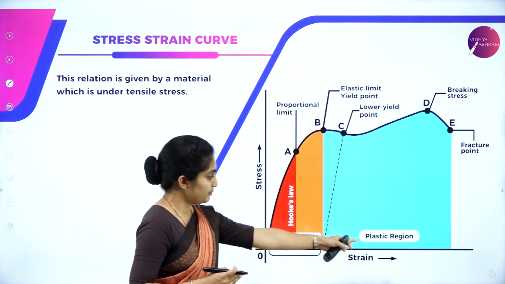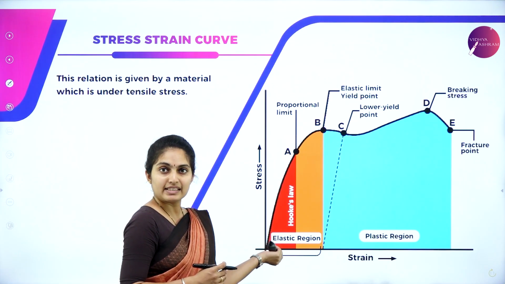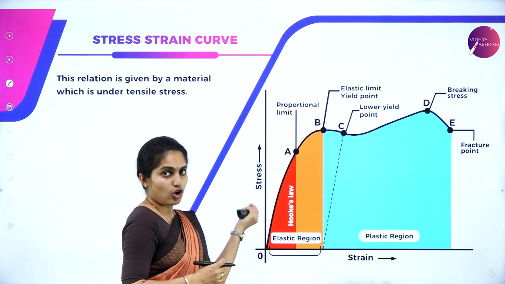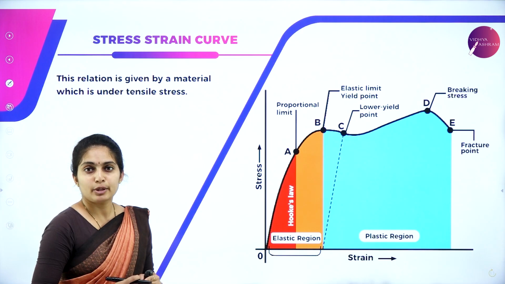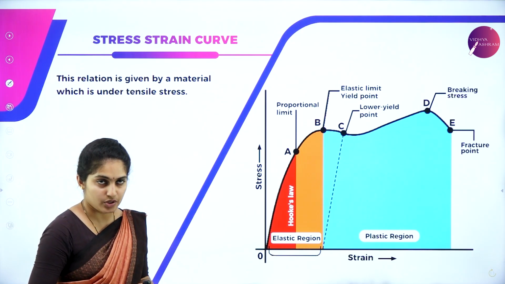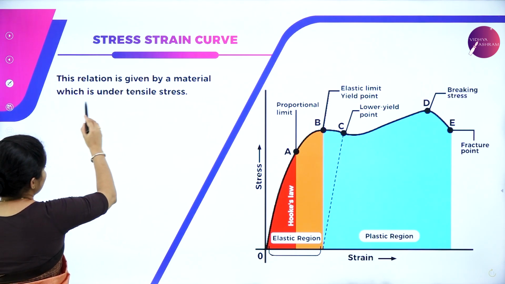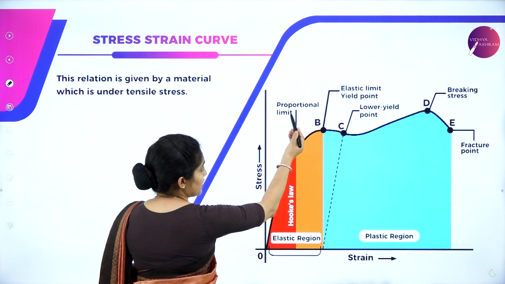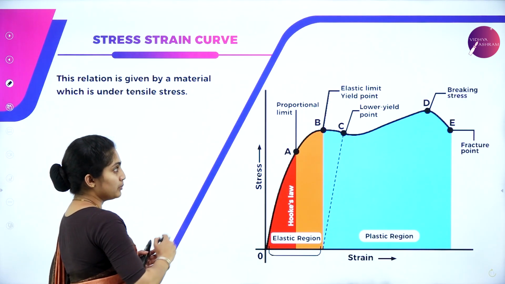But in case of plastic region, suppose we extend the configuration of an object from this point to point E, it will never regain back to its original position. That relation is given by the materials. So from A to B, it's called the proportional limit. That is, point A is called the proportional limit.